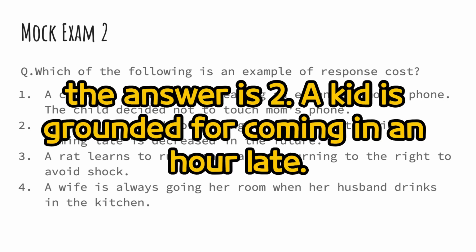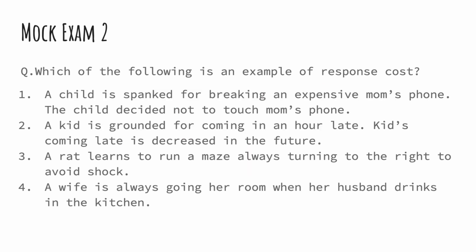The answer is 2. A kid is grounded for coming in an hour late. Kids coming late is decreased in the future. In this scenario, the child being grounded, losing the privilege to engage in certain activities outside the home, serves as a response cost. By experiencing this consequence for coming in late, the behavior of arriving late is decreased in the future.